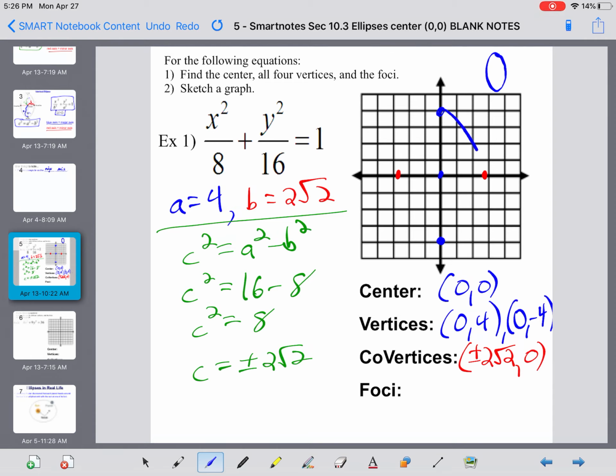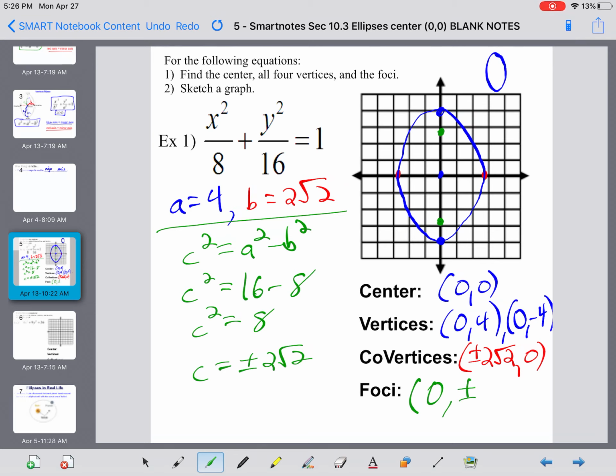This is going to be a little bit hard to do on the iPad, but I'll do the best I can. Yeah, that's decent. All right, so now let's do the foci. Foci, they're going to go along the major axis. That means they're going to go up and down. The c value is 2 root 2, so I'm going up almost 3. I'm going down almost 3, and there are my foci.